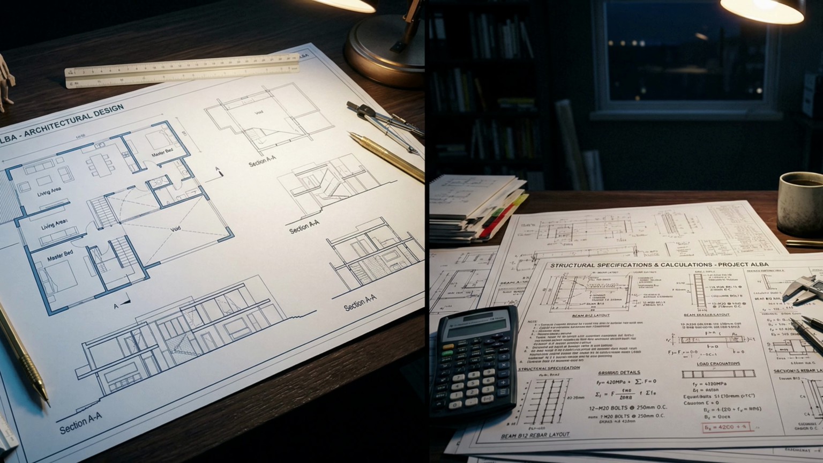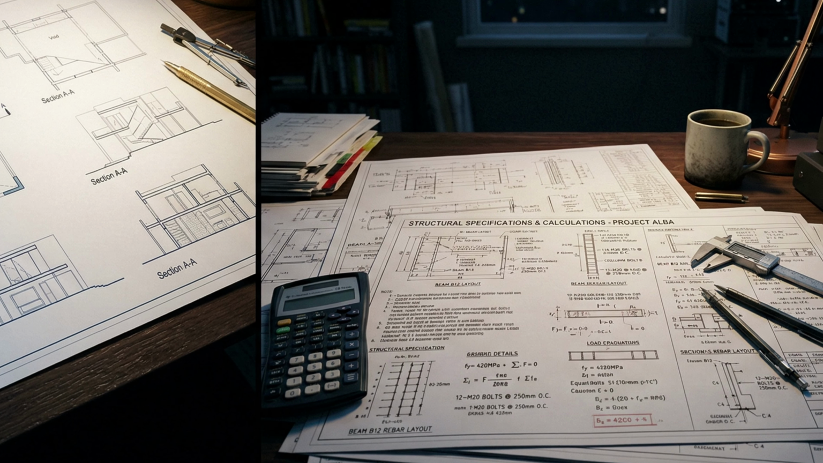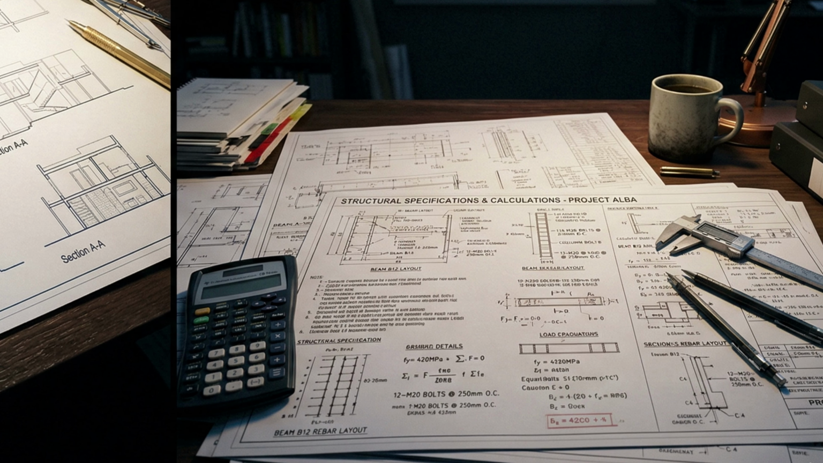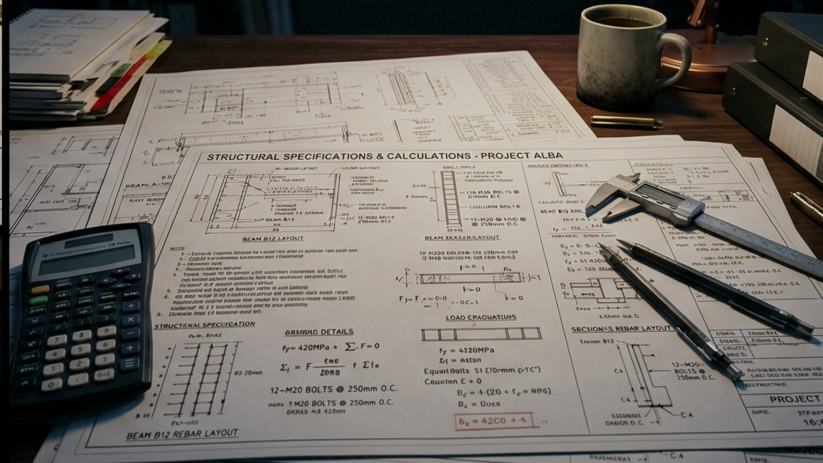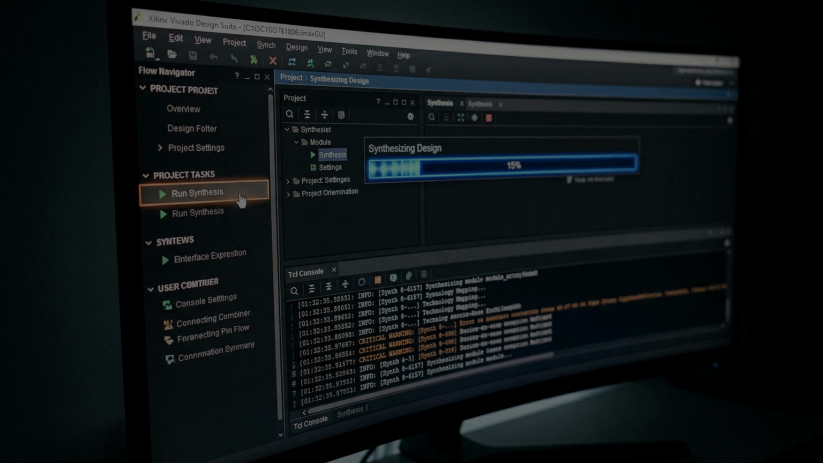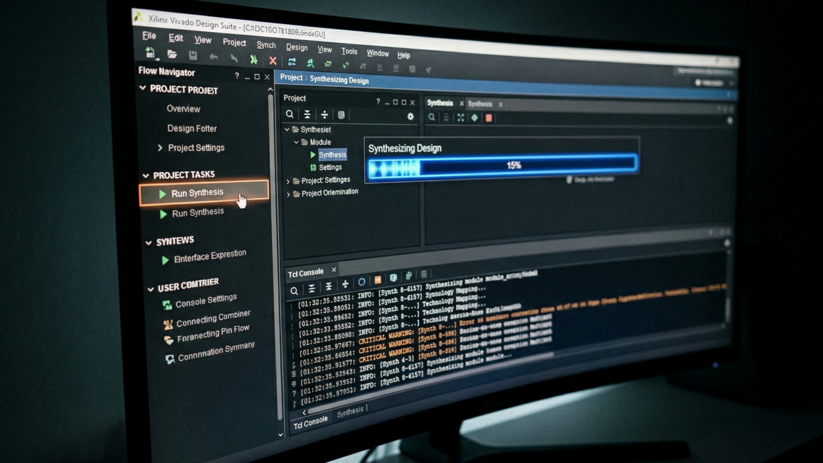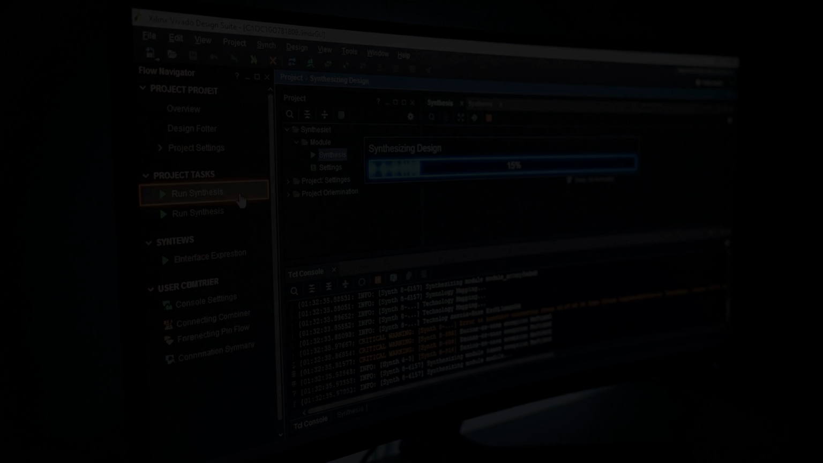Think of it this way. An architect draws how the building will look, but that drawing does not start construction. A structural engineer takes that drawing and converts every material, every connection, every measurement into a concrete construction plan. Your RTL code is that architectural drawing. The synthesizer is the structural engineer, and the output is the construction plan. We press run synthesis in Vivado, and the synthesizer begins its work.